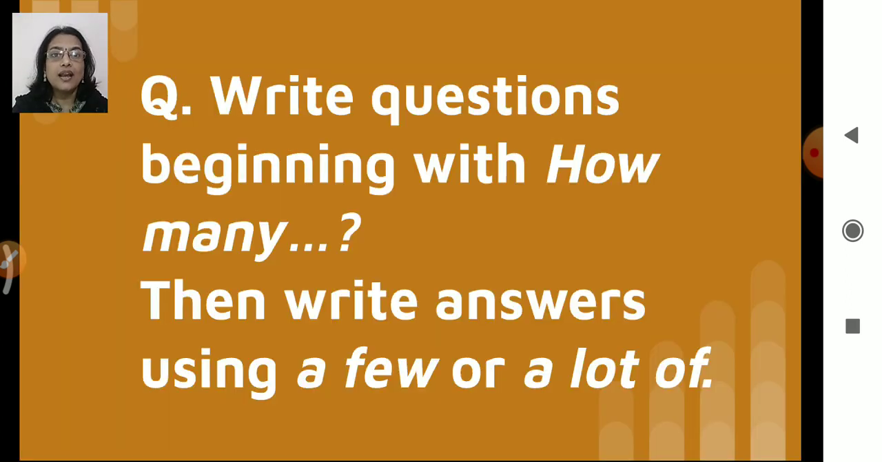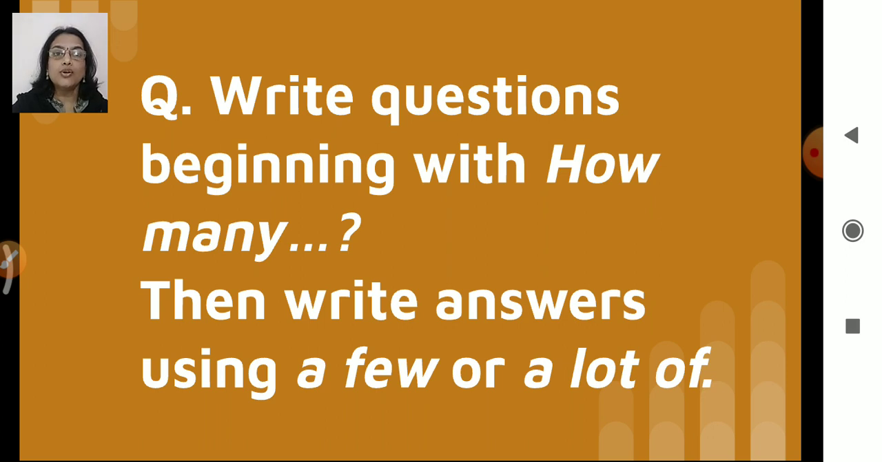Okay, now children, there is this question in your book. Write questions beginning with how many. Right, how many means we are talking about what? Countable nouns, right? So write questions beginning with how many, then write answers using a few or a lot of. Again, we use a few or a lot of for countable nouns only.